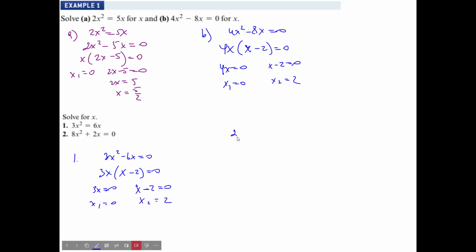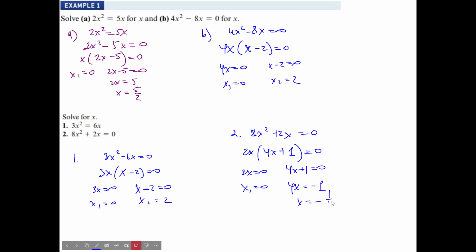So the second one, 8x squared plus 2x equals 0. So what do we take? 2x outside: 2x times 4x plus 1 is 0. So 2x is 0, it means x1 is 0. 4x plus 1 is 0, so 4x is minus 1, x is minus 1 over 4. Good.